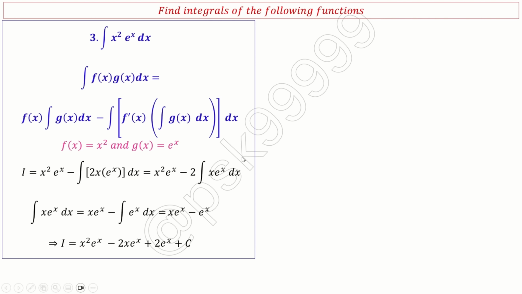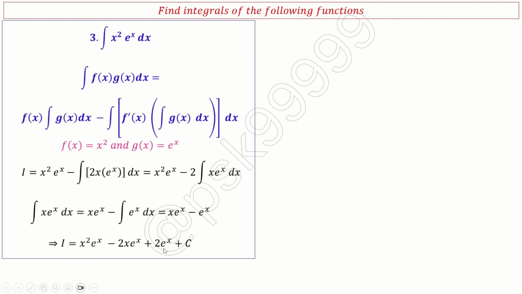Now for this one I will apply the same formula again. I will take x as my f of x and e to the power of x as g of x. Then integration of x e to the power of x is x e to the power of x minus integration of e to the power of x dx, which is e to the power of x. I'll substitute this value here. So overall my answer is x square e to the power of x minus 2 times x e to the power of x minus e to the power of x, and minus of minus will become plus.